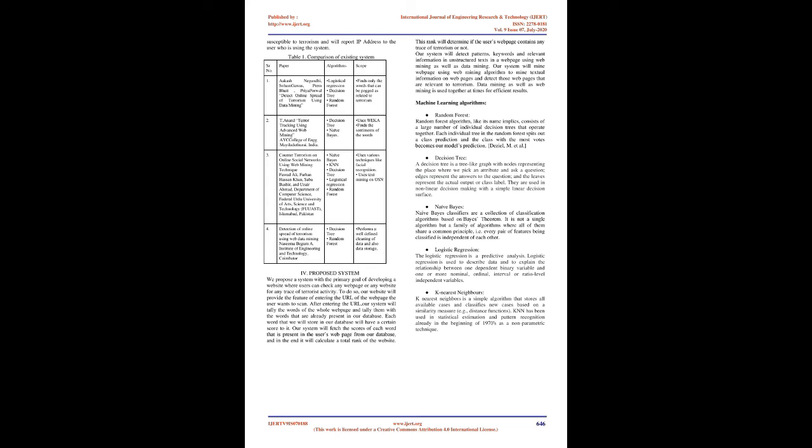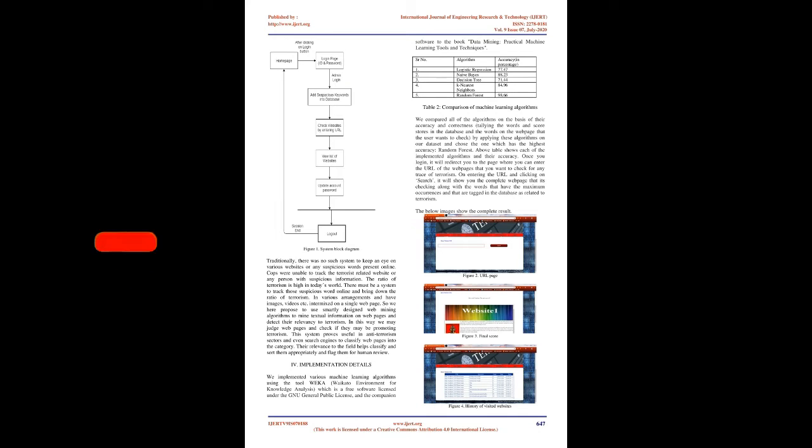4. Proposed system. We propose a system with the primary goal of developing a website where users can check any web page or any website for any trace of terrorist activity. To do so, our website will provide the feature of entering the URL of the web page the user wants to scan. After entering the URL, our system will tally the words of the whole web page with the words that are already present in our database.